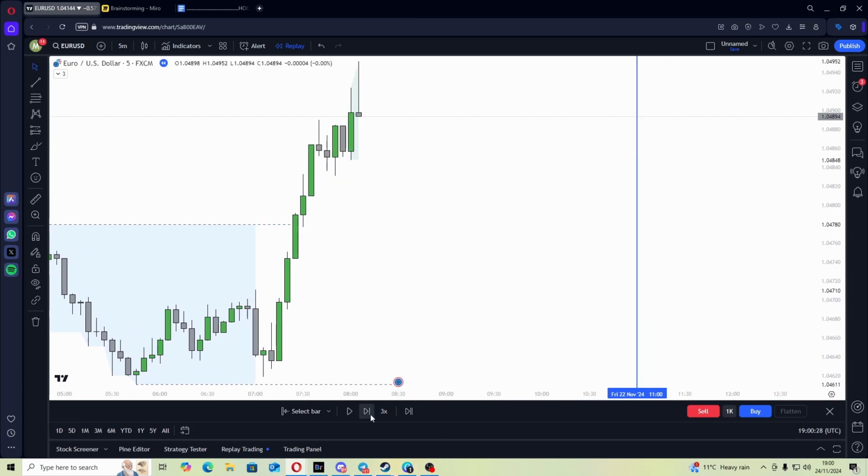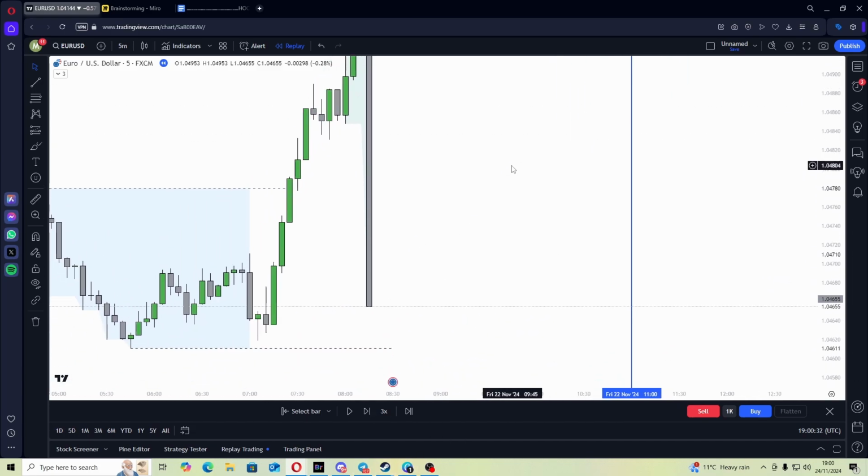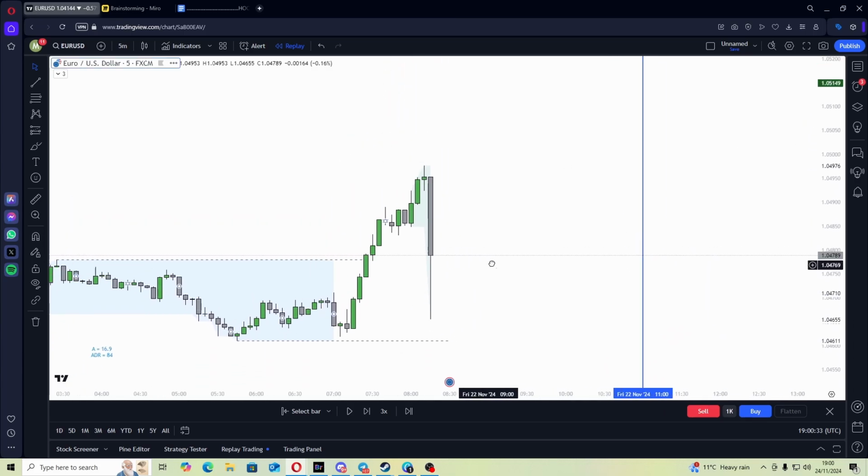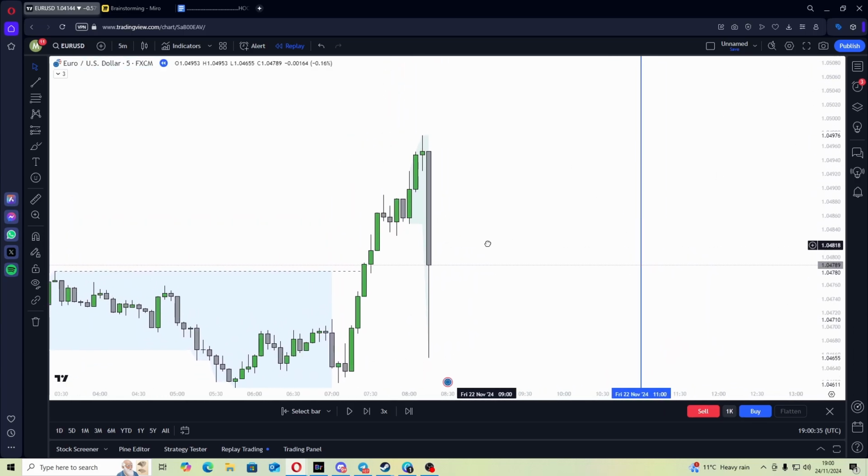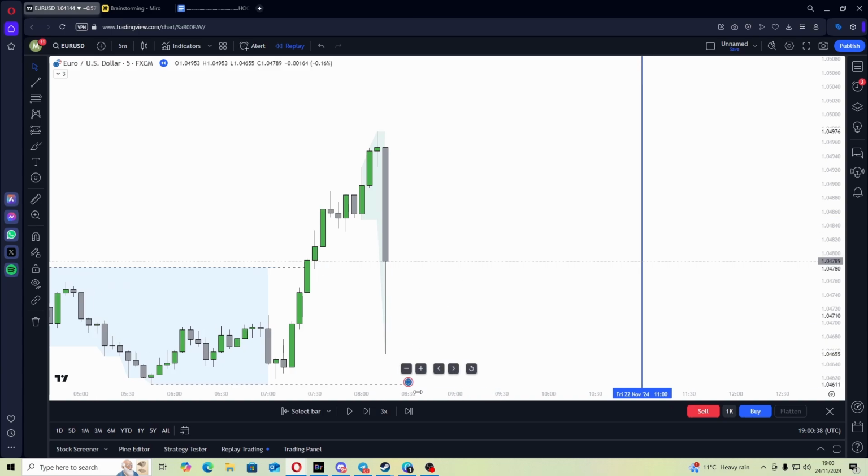As you can see, there we go. We just got a very big engulfing candlestick. Okay, we got an engulfing bearish candlestick. So what we need to do now is actually mark out our fair value gap, and then we can get started straight away.